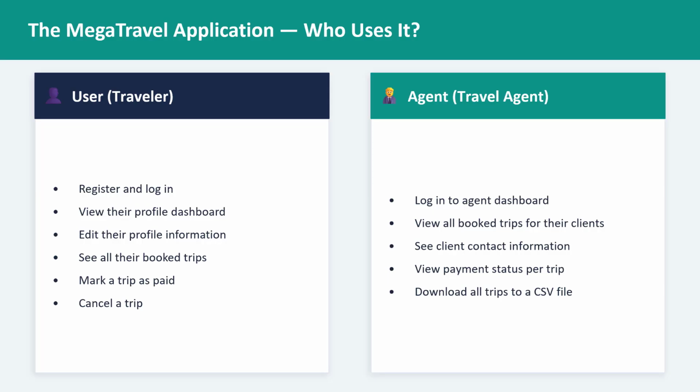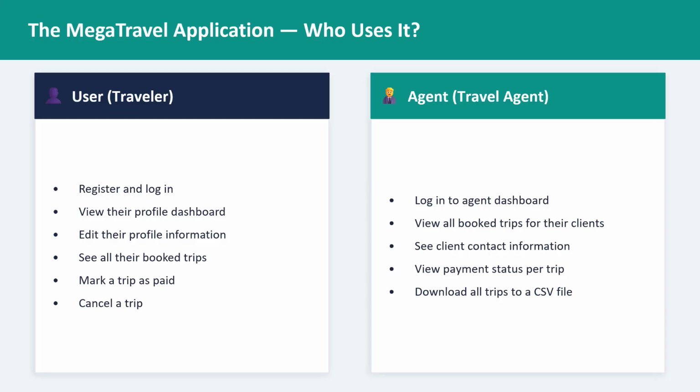So Megatravel has 2 types of users that have different experiences inside of the application. We have our regular users, sometimes we call them travelers, and they register, they can log in, they can see their profile dashboard, edit their information, view the trips that they have booked, pay for those trips, and cancel trips. These are the features that you'll be building out on the user side of the application.